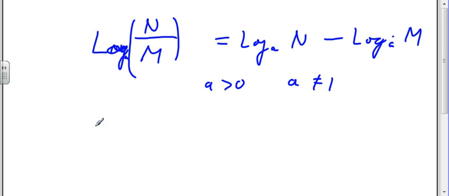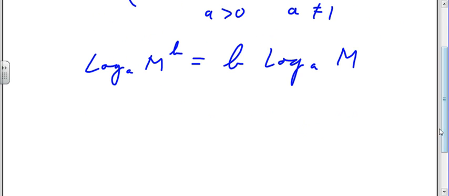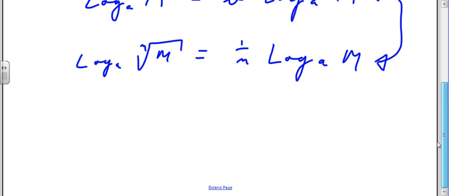If I have the log of any base of something raised to some power, then that's the same as that power that I raised it to times the log of whatever the base is times m. And if I take the log of the nth root of something, well, that nth root of something is just something raised to the 1 over n, so obviously that would be 1 over n log of m. And these two are telling me the same thing, because b could have been a fractional number. It didn't have to be a whole number.